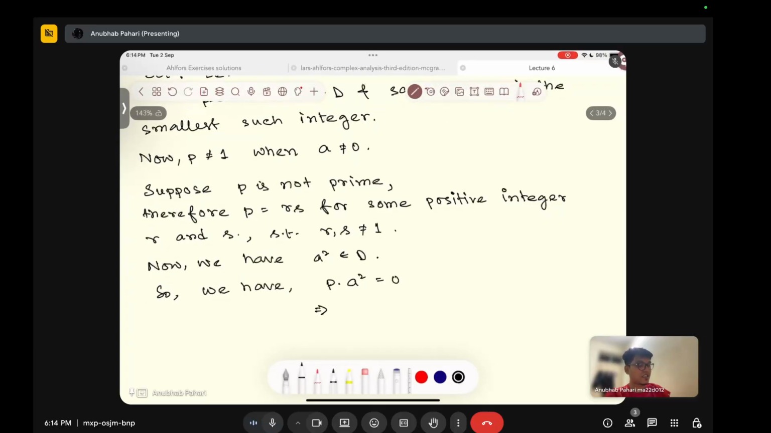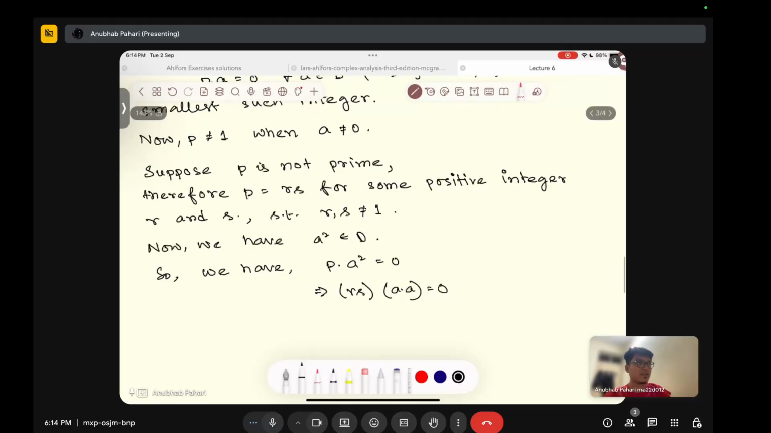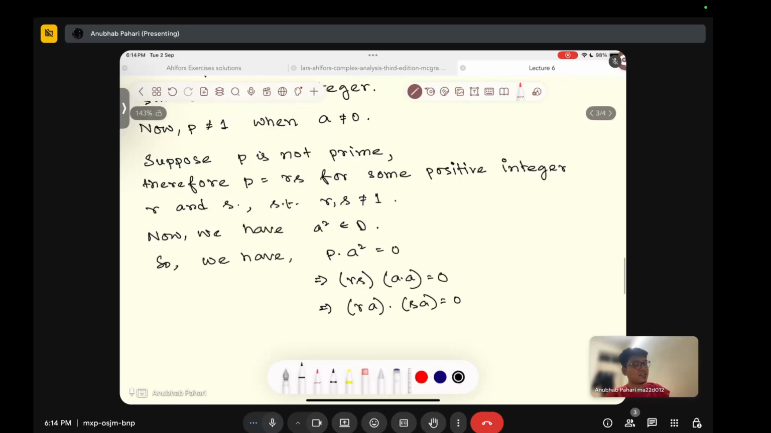We can write it as RS of A dot A equals to 0, and this implies that RA dot SA equals to 0 from the distributive property. Actually what is happening here is that you are taking A square RS times, like adding RS times. So if you just take RA first, then take SA later, then you can rewrite this in this form.